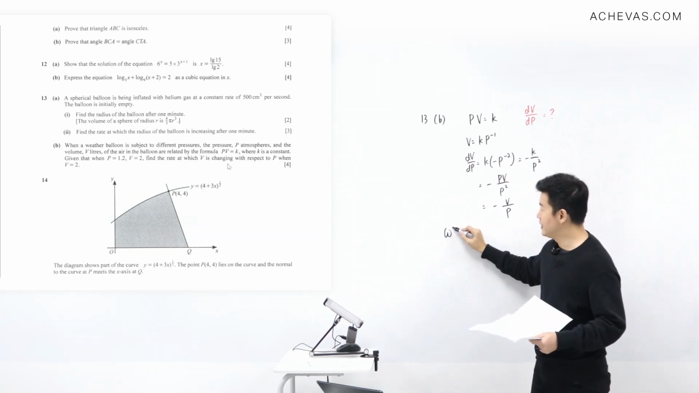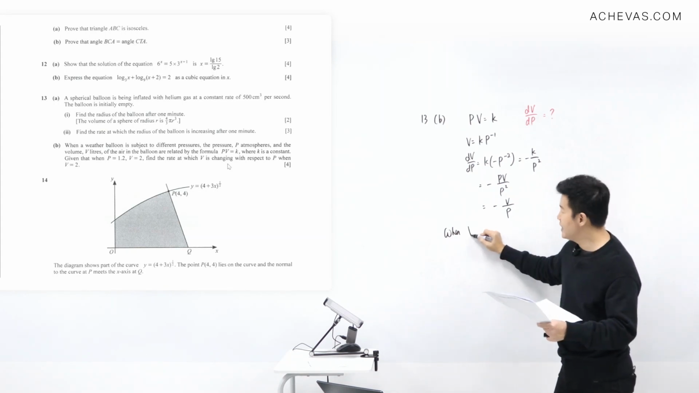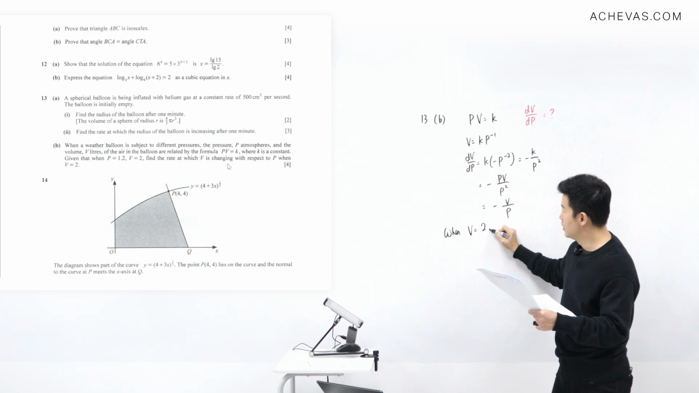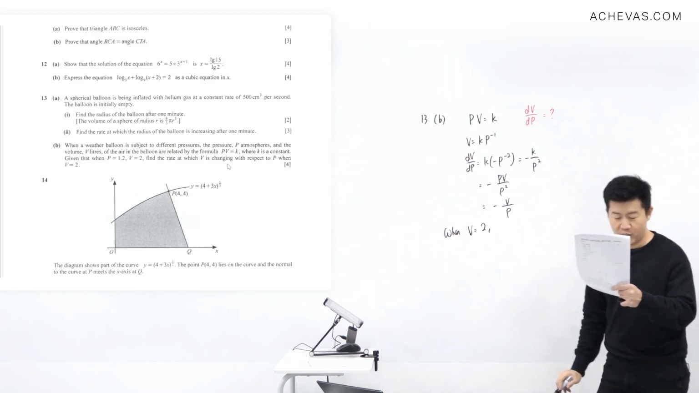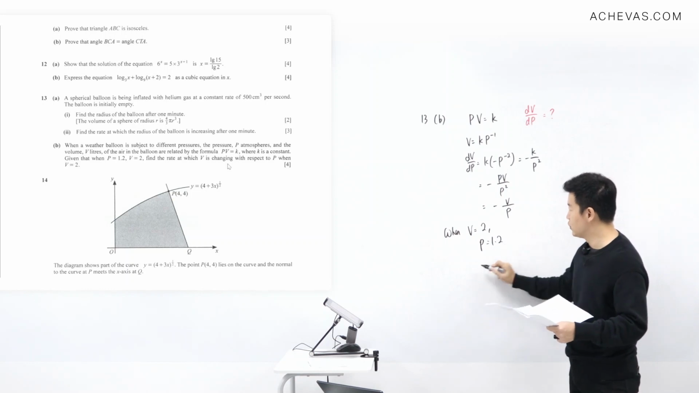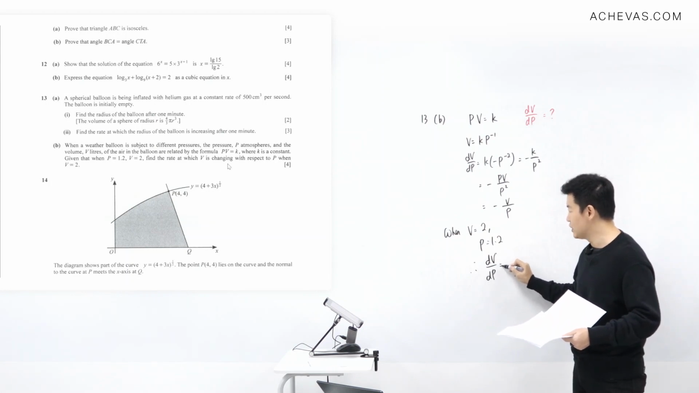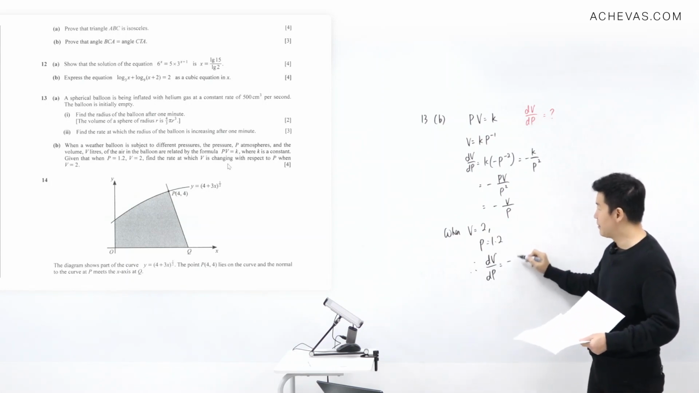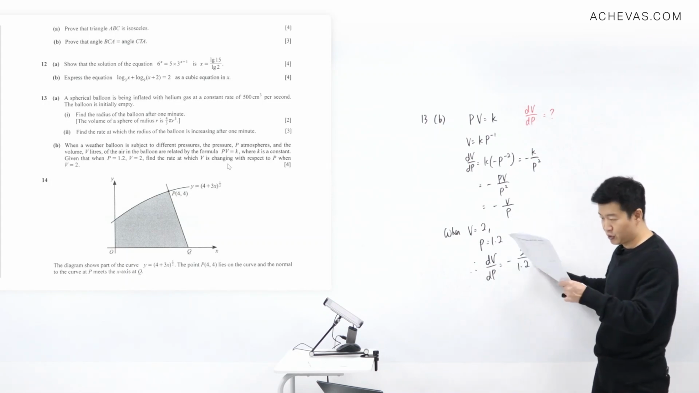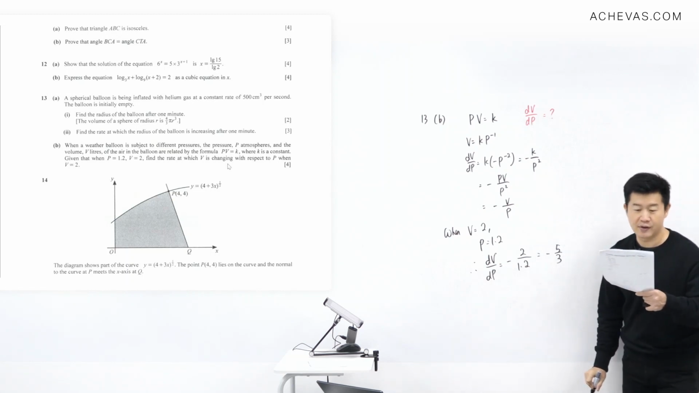And we're supposed to find this when, according to the question, V is equal to 2. So when V is equal to 2, the question also told us that P is equal to 1.2. Therefore, we can find the rate at which V is changing with respect to P, which is dV dP, is minus V, which is 2, divided by P, which is 1.2. So this is equal to minus 5 over 3.